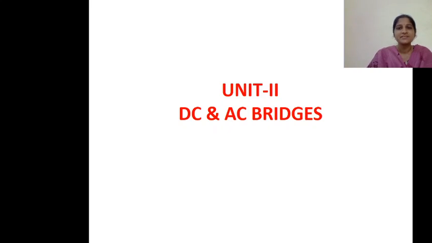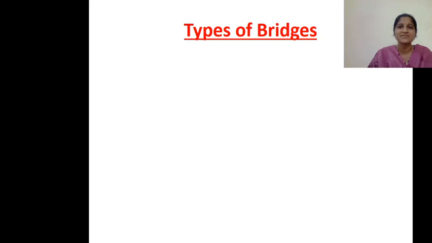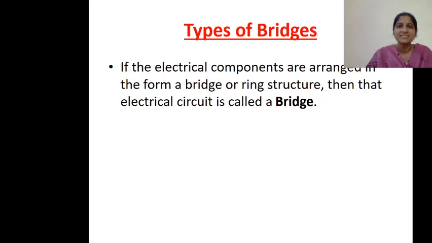From today we shall start Unit 2. So Unit 2 is of DC and AC bridges. So why are these bridges used? What is a bridge first of all? A bridge is nothing but a combination of electrical components which form a loop.